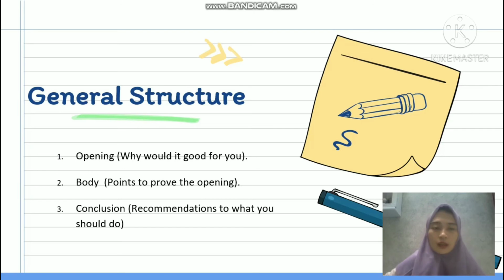In the beginning, persuasive text has an opening about why, for example, saving water is good for you. Yeah, because fresh water is only around 4%. Okay, it's only a small number, right? So we have to use less water. Body points to prove the opening. Why do we have to save water? Yeah, because we have to use water for flushing, for cooking. Yeah, they are all the proof.